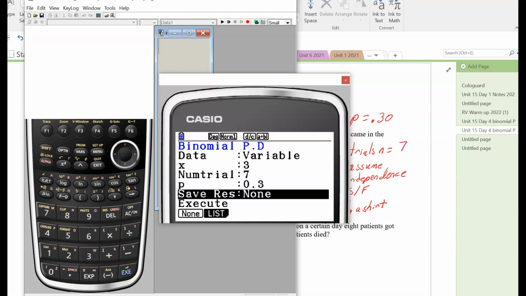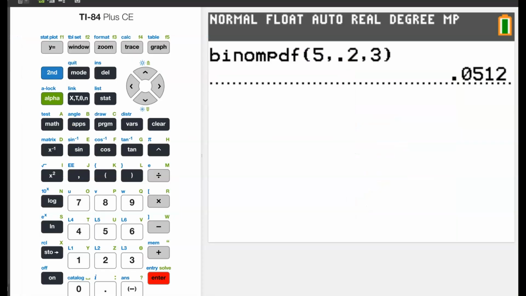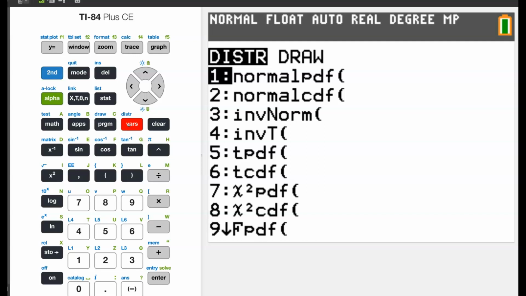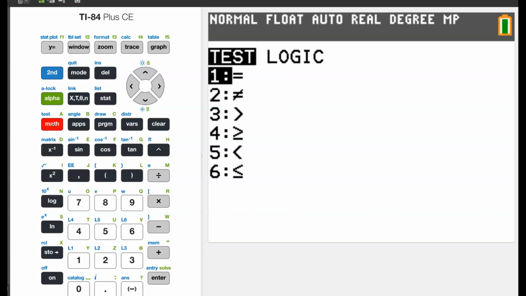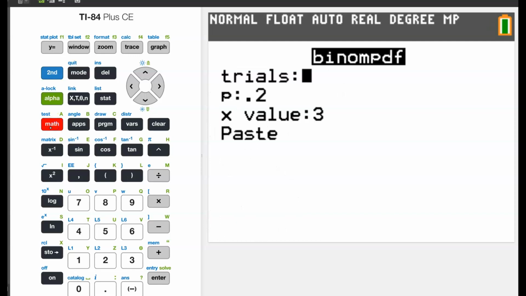And then you hit Execute a couple times, and you get 0.22689. Now let's do that on the TI. So you're going to go second distribution. I'm going to press alpha A, because I know it's the second distribution. It's letter A, so I'm going to go alpha A.